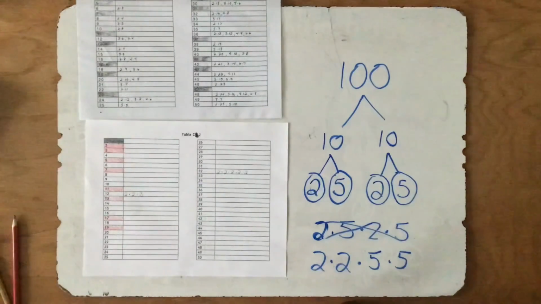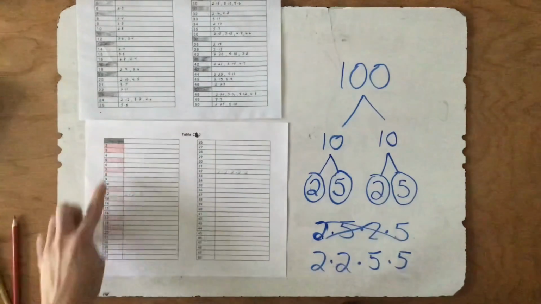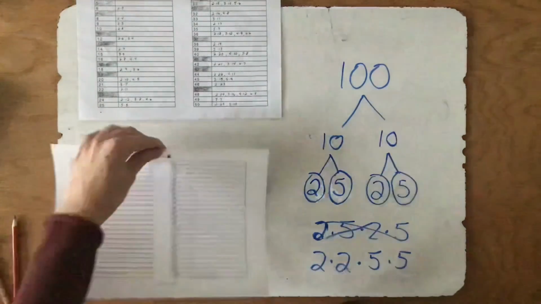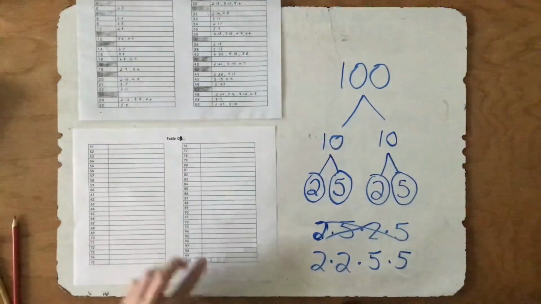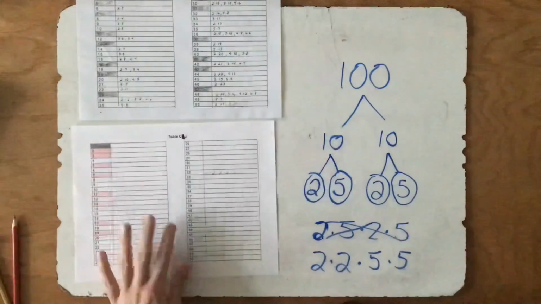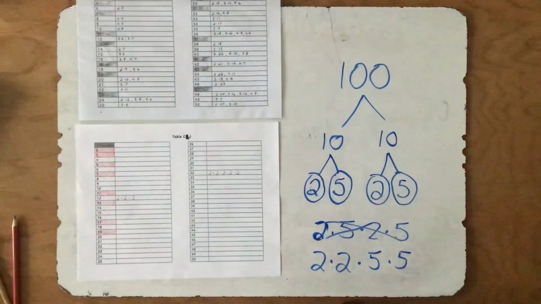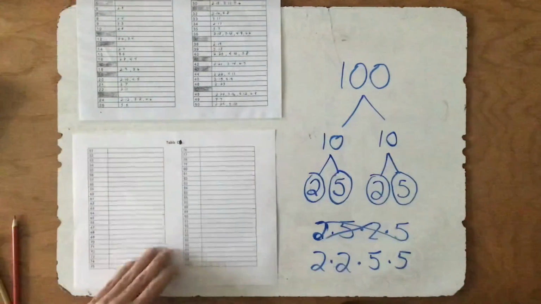All right, if you have questions, please ask. Otherwise, you need to, again, color in red all of the prime numbers on both sides through 100, and then choose 30 more to do. So you'll have 33 altogether on your table C2.